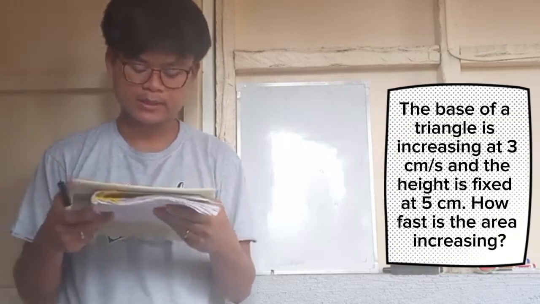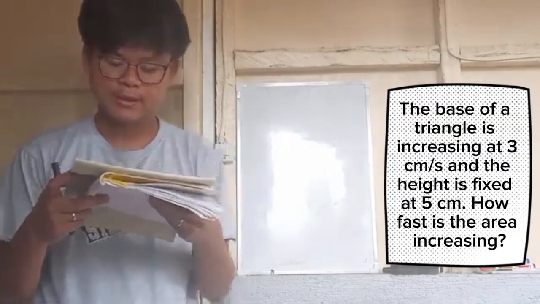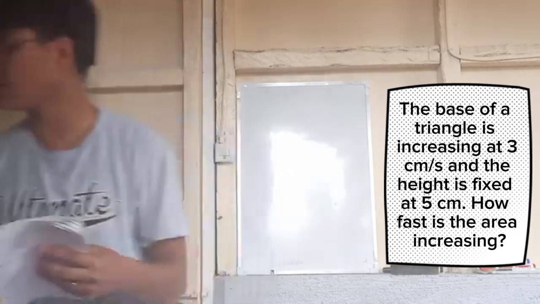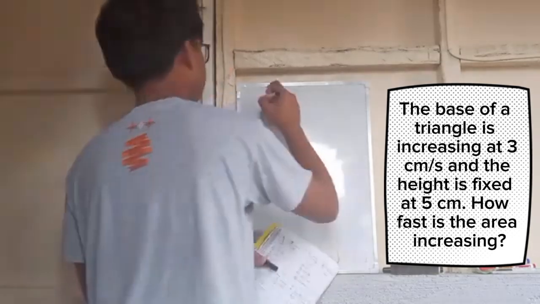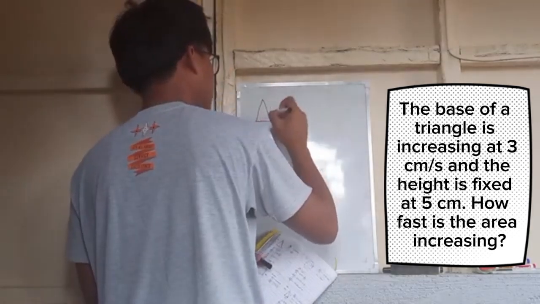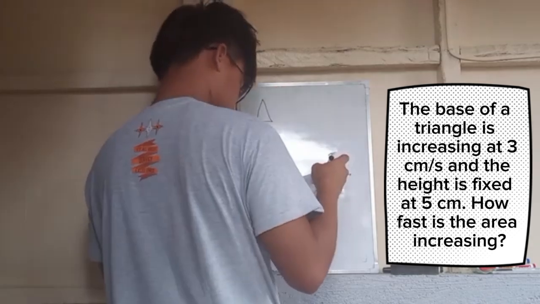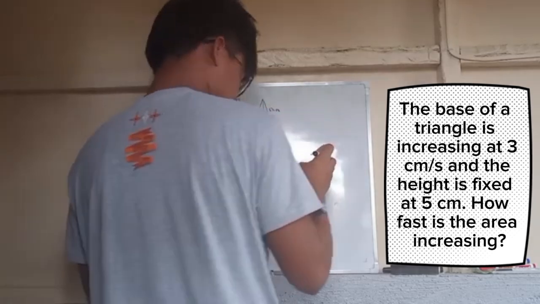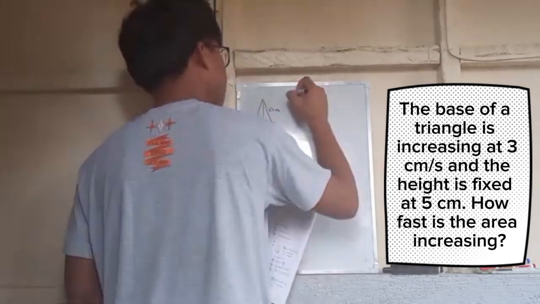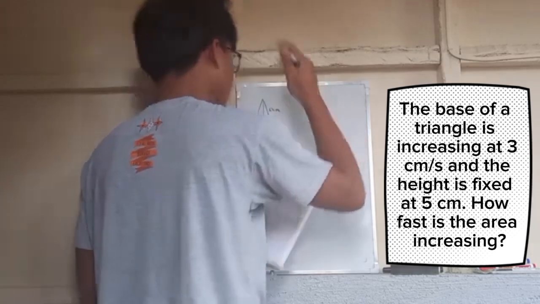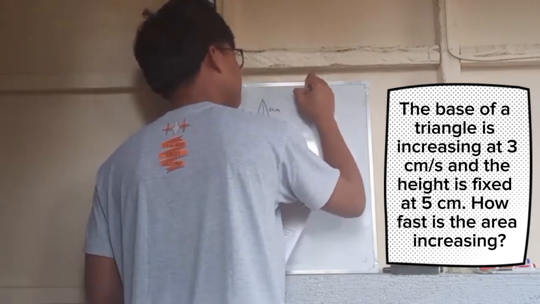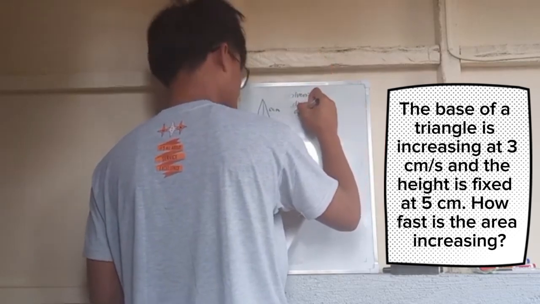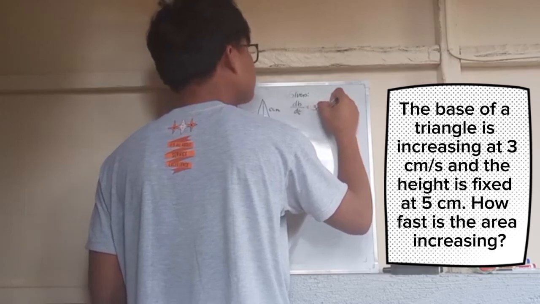The base of a triangle is increasing at 3 centimeter per second, and the height is fixed at 5 centimeter. How fast is the area increasing? So we'll draw the triangle having the height of 5 centimeter, and the given that is stated there in the problem, the rate of the base, which is dB over dt, is equal to 3 centimeter per second.